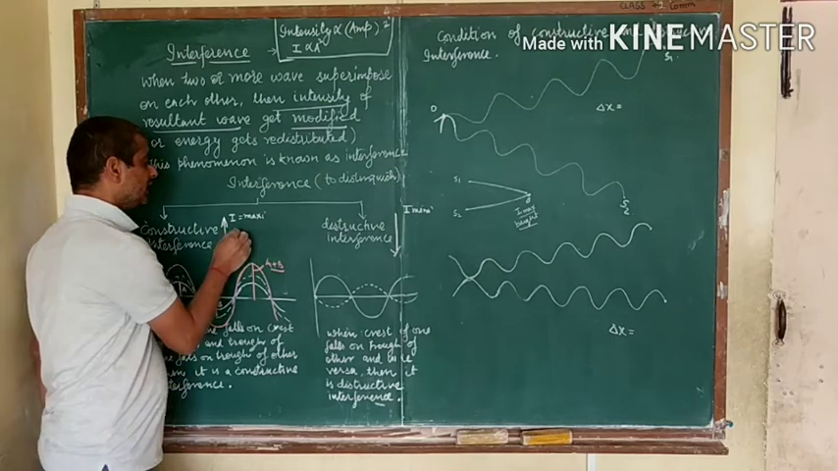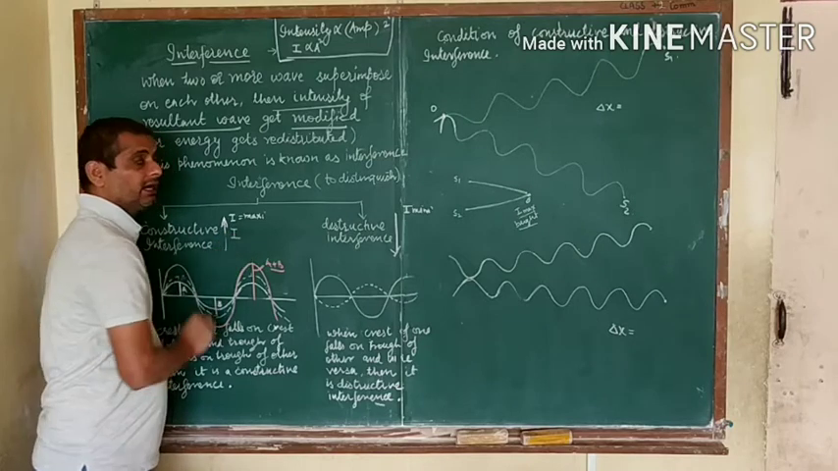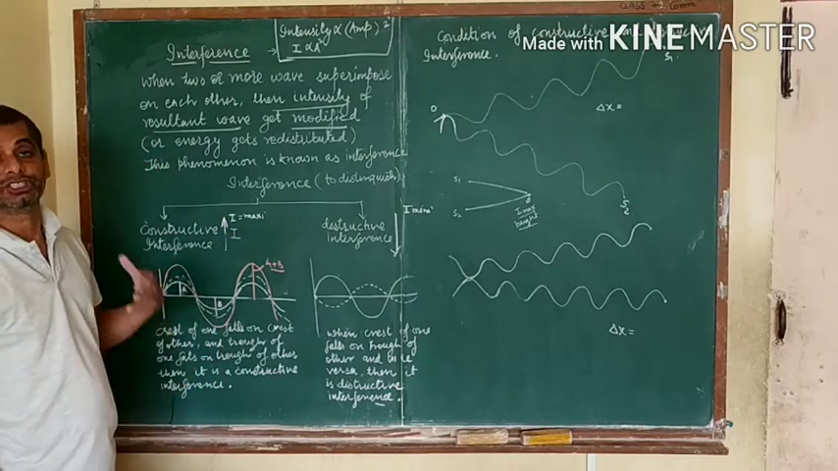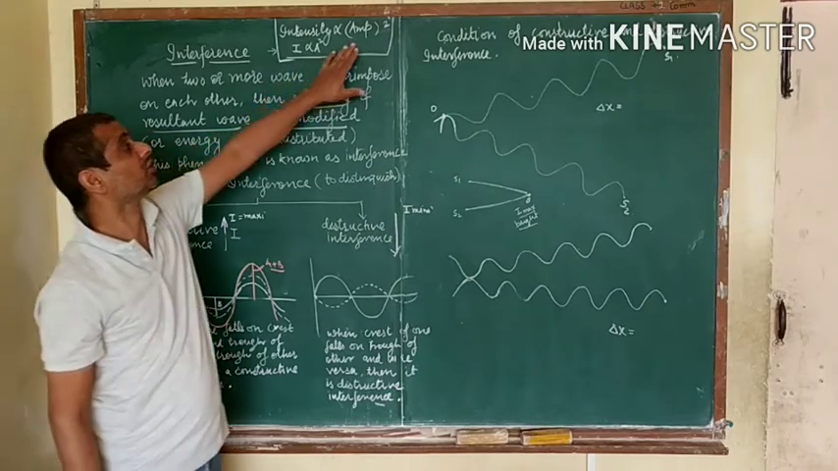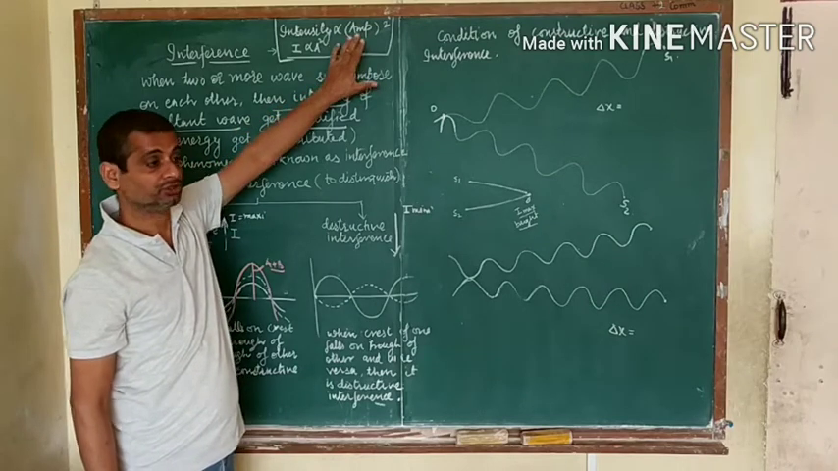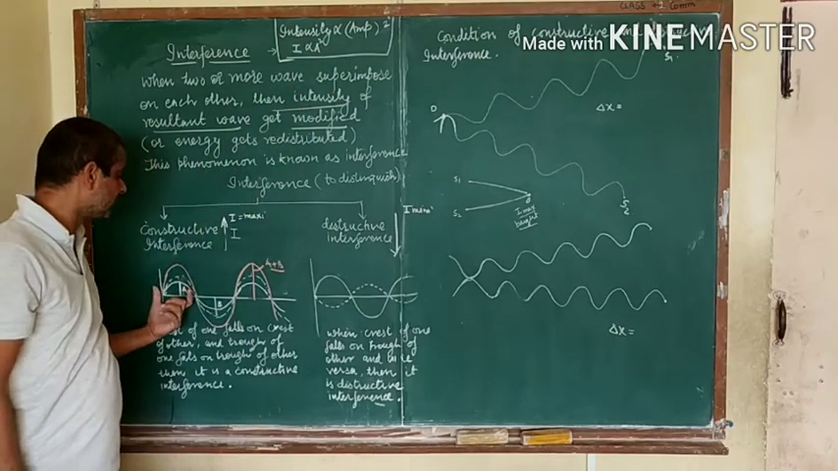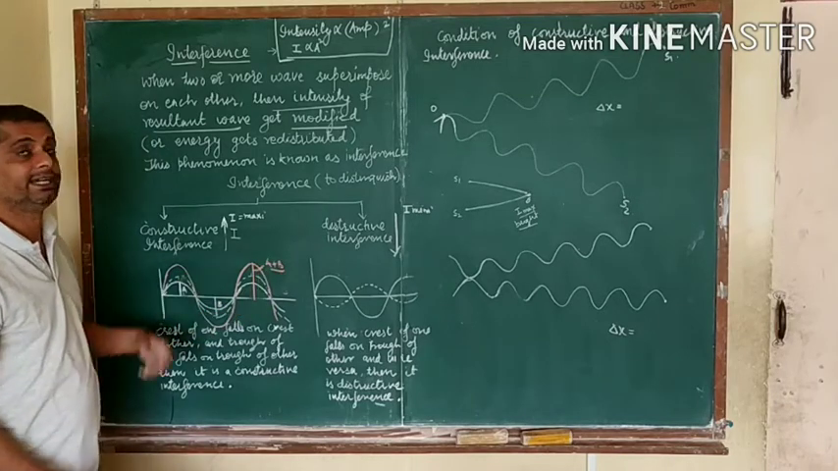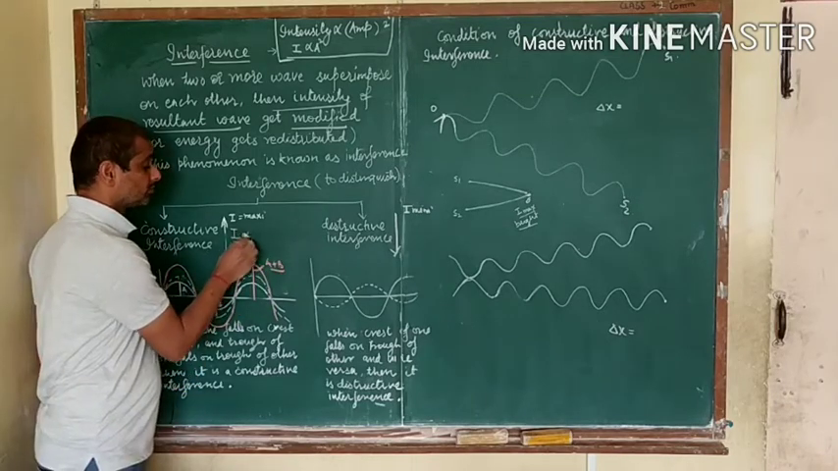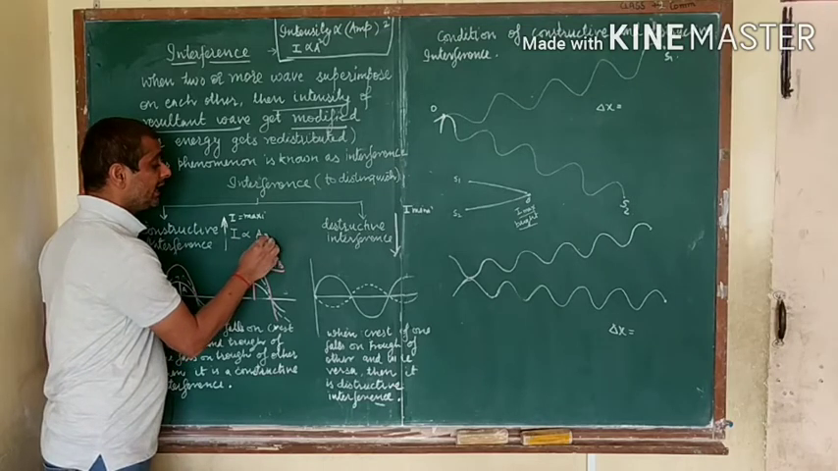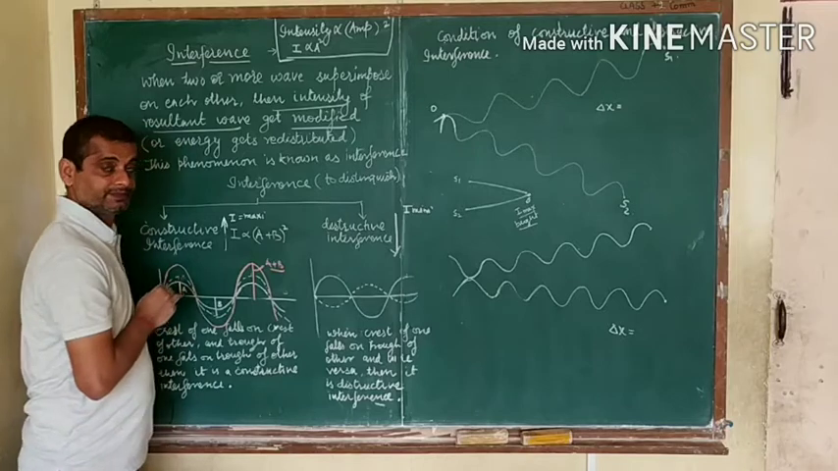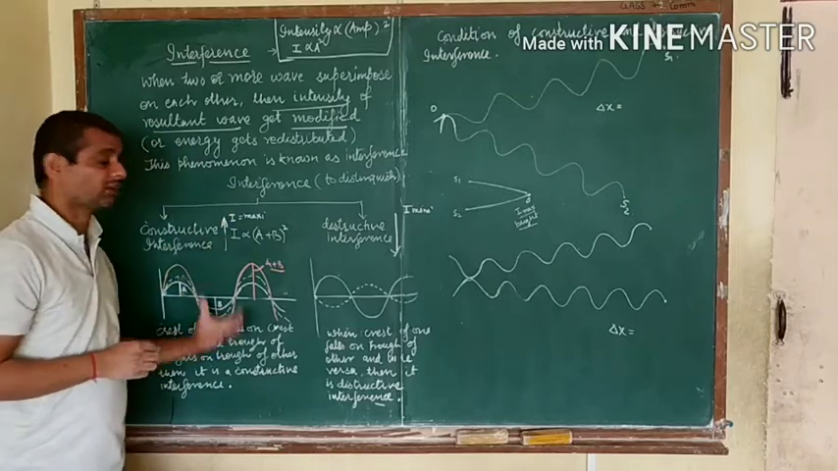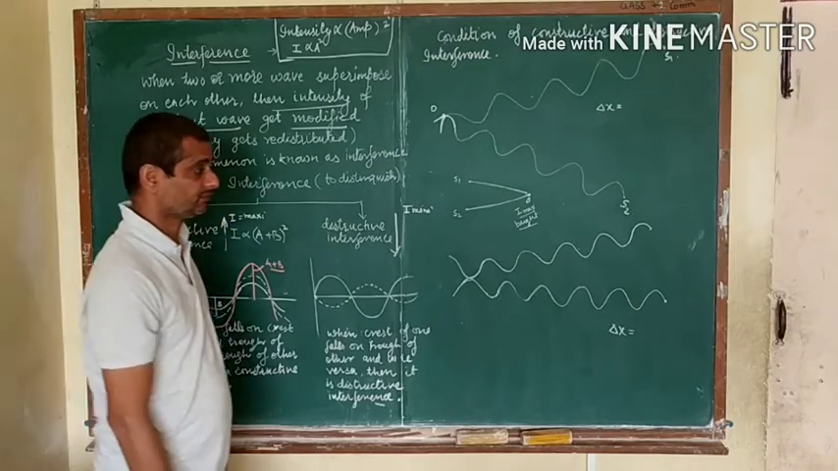As we know, the intensity is directly proportional to the square of the amplitude. So if the resultant wave has amplitude A plus B, its intensity is proportional to (A plus B) squared. So this is your constructive interference.